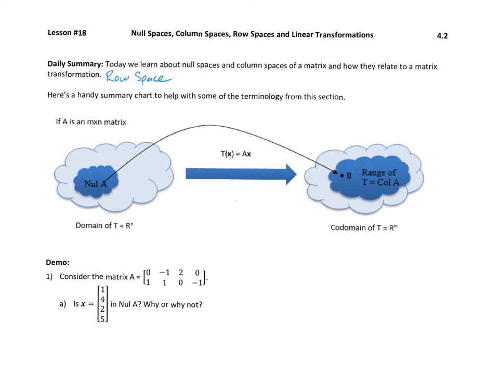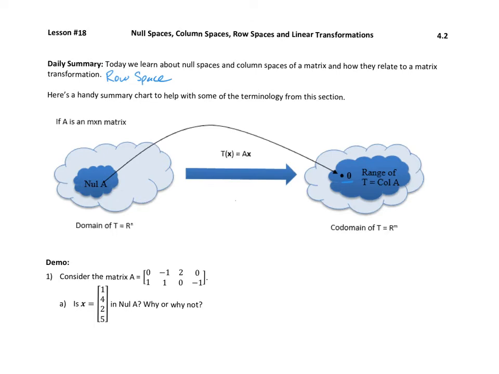Okay, so there's a little chart that helps us with some of the terminology from the section. The null space of a matrix lives in the domain of a linear transformation T of x equals A times x. The null space is the set of all things that get mapped to the zero vector. And then the range of the linear transformation is the column space of A.